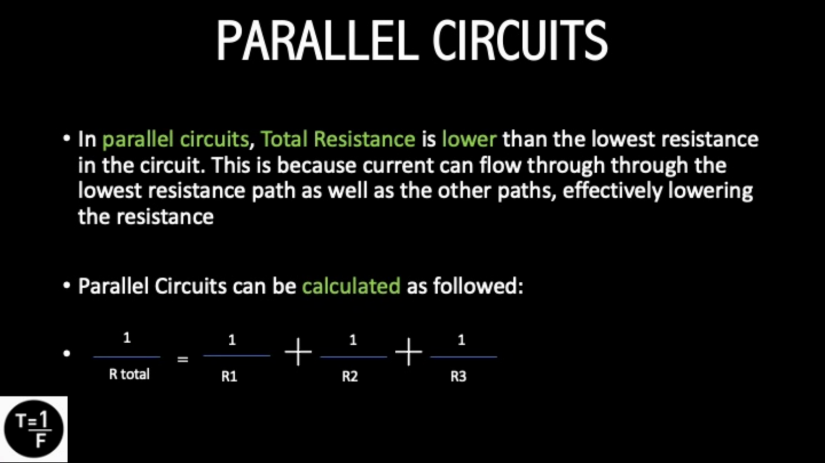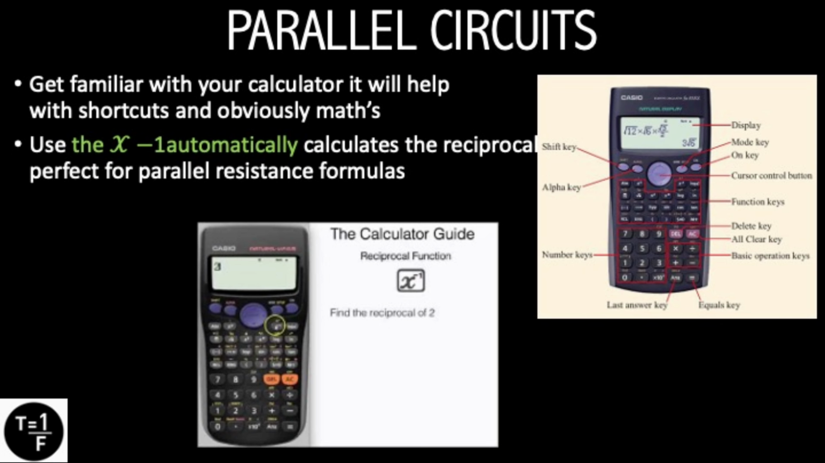To calculate total resistance in a parallel circuit, we use 1 over R total equals 1 over R1 plus 1 over R2 plus 1 over R3. This is where your calculator is most important. Get familiar with the x to the power of -1 button. This is a time saver in exam conditions. You'll be using this method a lot in level 3 calculations.